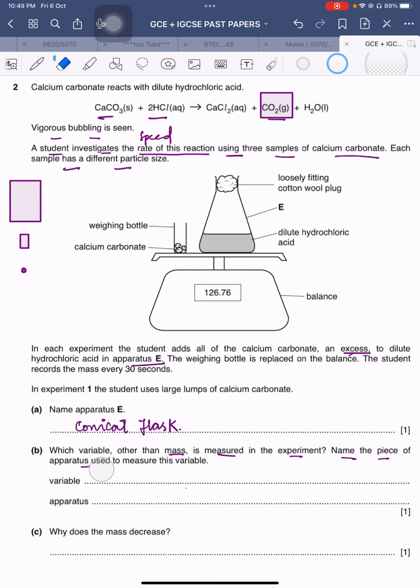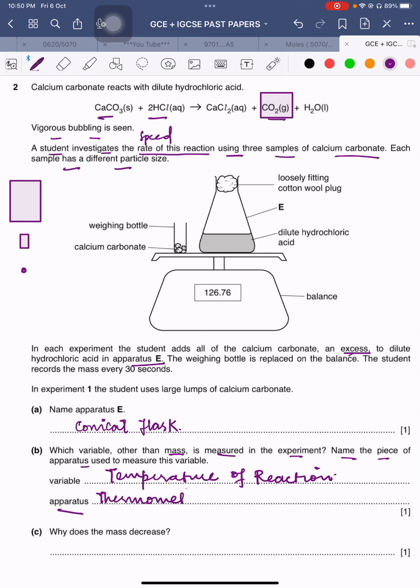That can be the temperature. Okay. So we have to keep the temperature constant. Okay. Temperature of the reaction should be constant. Okay. And what is the apparatus with which we can keep the temperature of the reaction constant? For example, with the help of a thermometer and a thermostat.